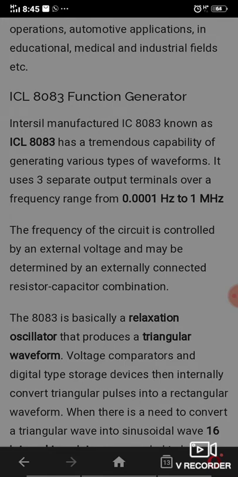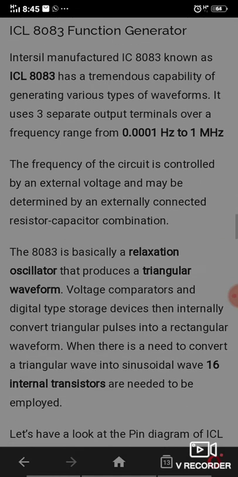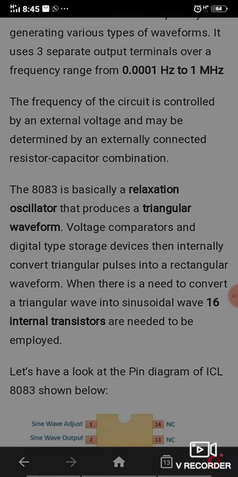The frequency of the circuit is controlled by an external voltage and may be determined by an externally connected resistor-capacitor combination. The 8038 is basically a relaxation oscillator that produces a triangular wave. A voltage comparator and digital storage device then internally convert the triangular pulse into a rectangular waveform. When there is a need to convert a triangular wave into a sinusoidal wave, 16 internal transistors are employed.